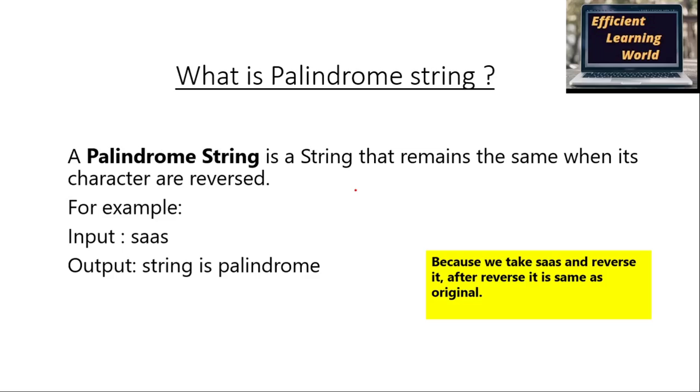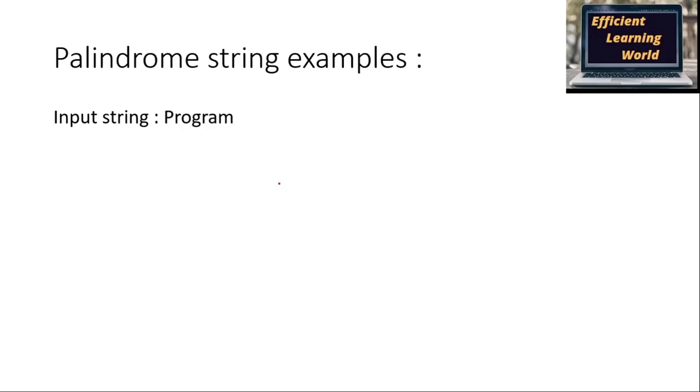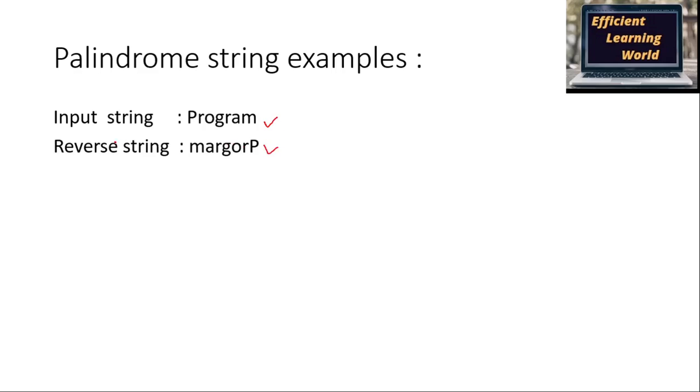Another example: say my input string is program. If I reverse the string, then I will get in the output margorp. This is my input string and this is my reverse string, which is the reverse of this string. You can see that this string and this string are not equal, so I can easily say that this is not a palindrome string. Why? Because my reverse string and input string are not equal.